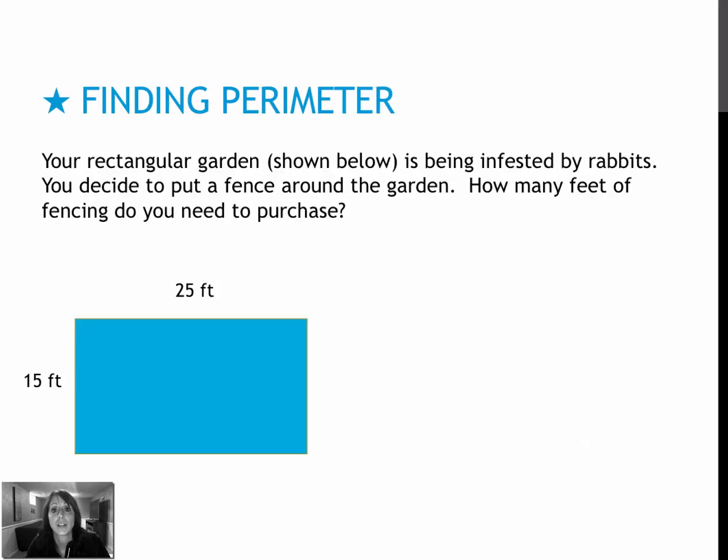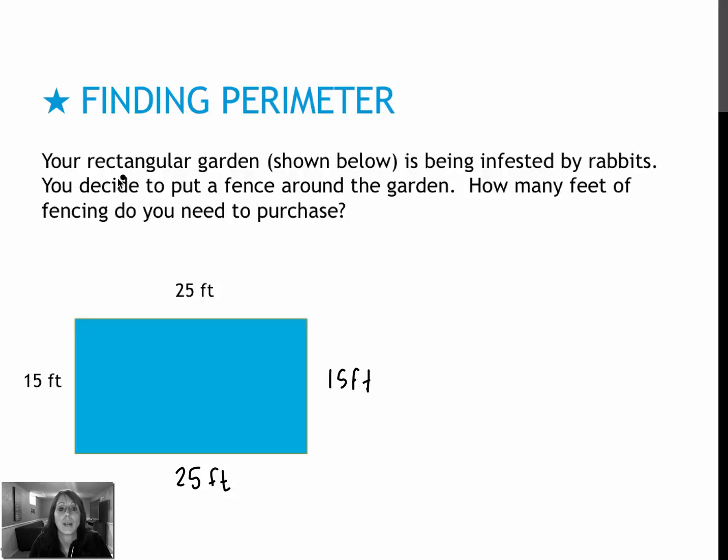Here's one for you to try on your own. So find the perimeter, then press play to see how you did. For this question, I have a rectangle, and what we know about a rectangle is that the opposite sides are the same length. So notice this is a 25, and this side is not labeled, but because it's a rectangle, I know it's also 25 feet. And this side is 15, which means this side is also 15 feet.